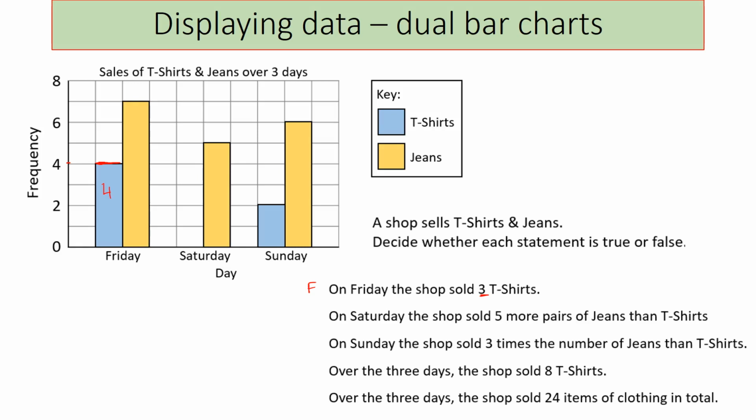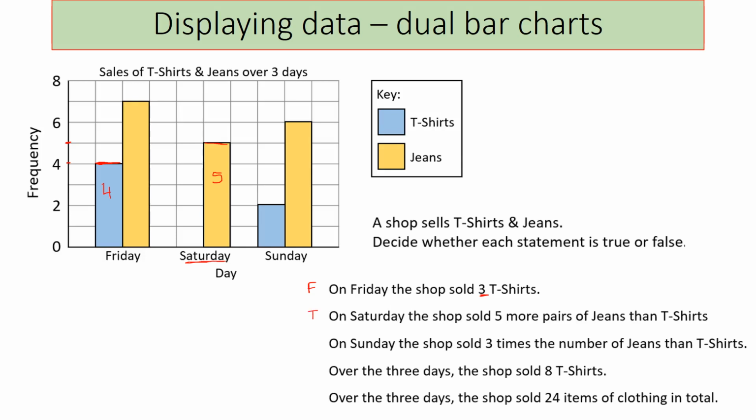On Saturday the shop sold 5 more pairs of jeans than t-shirts. Okay, we're interested in Saturday. So here now I don't have a bar for t-shirts. That means that there were no t-shirts sold on this day. Okay, and then for jeans, it goes up to here, and that is 5.